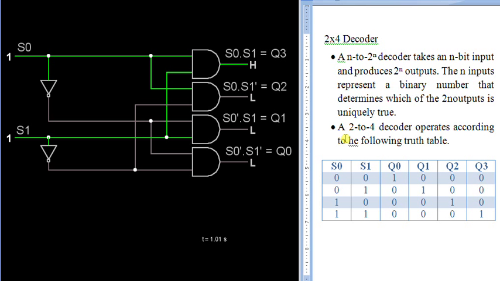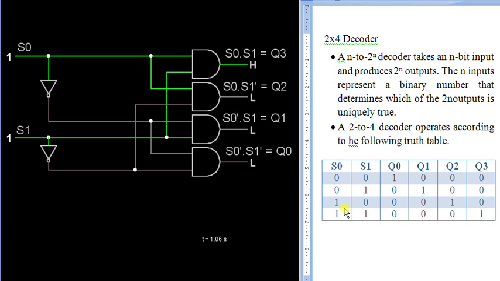That can be derived from the n to 2 power n decoder. Here n is the number of input lines and 2 power n is the number of output lines. That is, n is the number of input bits and 2 power n is the number of output bits. Here we are using a 2 cross 4 decoder, as 2 is the number of inputs and 2 power 2, that is equal to 4, is the number of output bits.